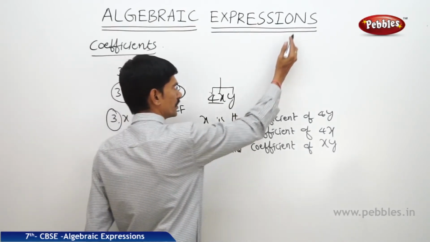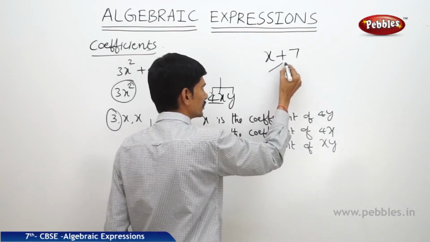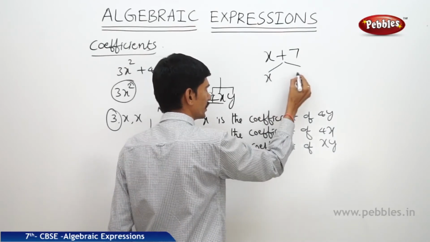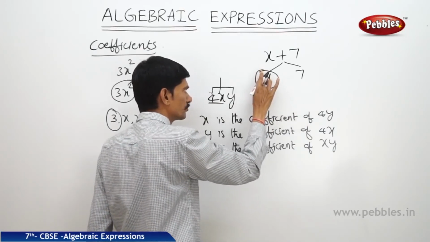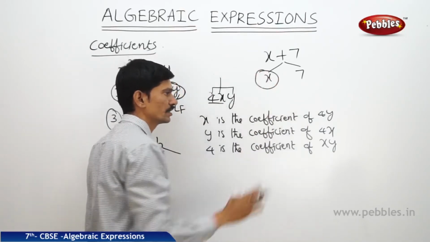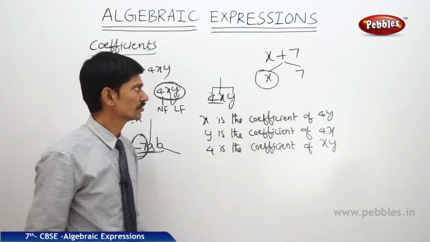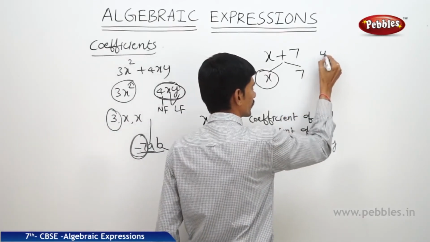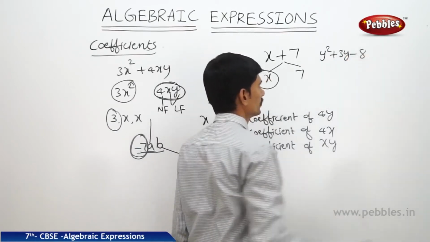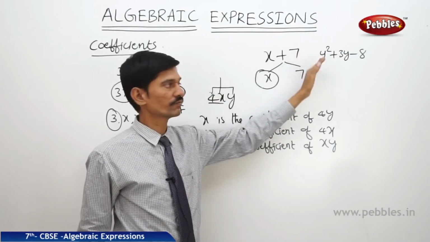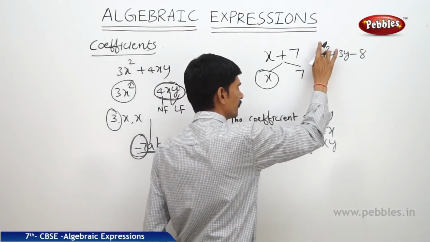Now for example, if there is an expression x plus 7, it contains two terms, x and 7. So here the coefficient of the first term x is 1, but usually we do not write it when the coefficient is 1. So here, when there is no coefficient mentioned, its coefficient is always 1. If you take another expression, y square plus 3y minus 8, the numerical coefficient of the first term y square is 1. Even though it is not mentioned, its coefficient is always 1.